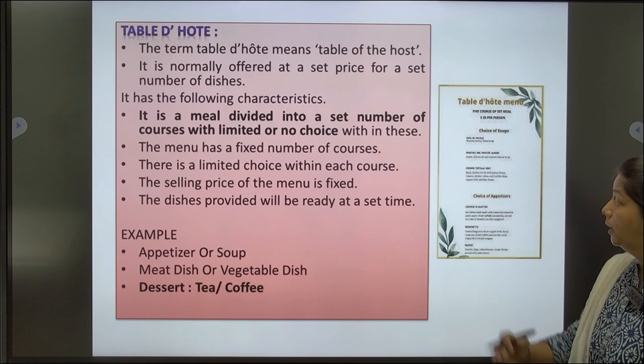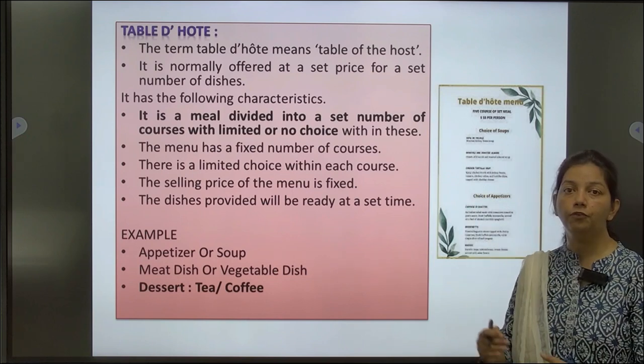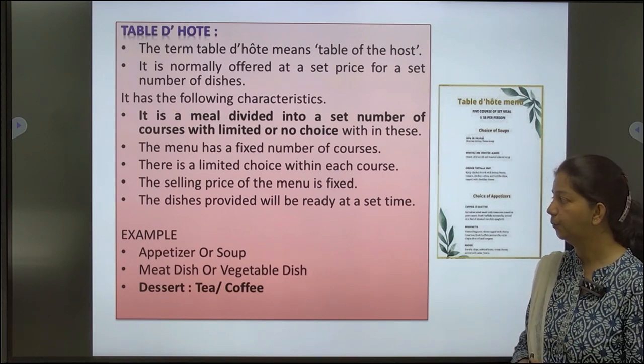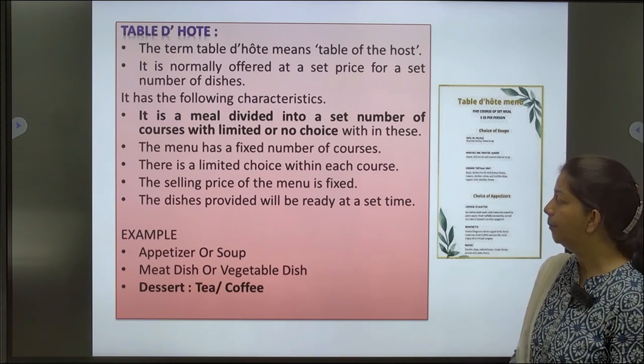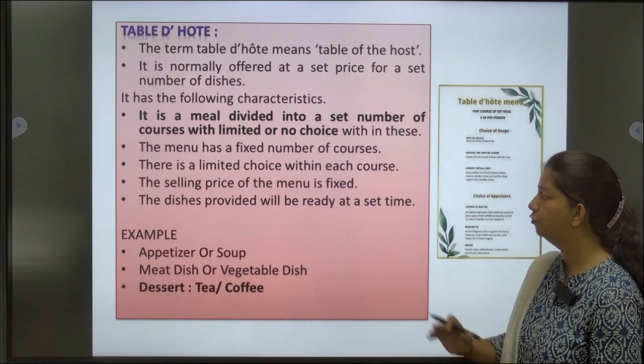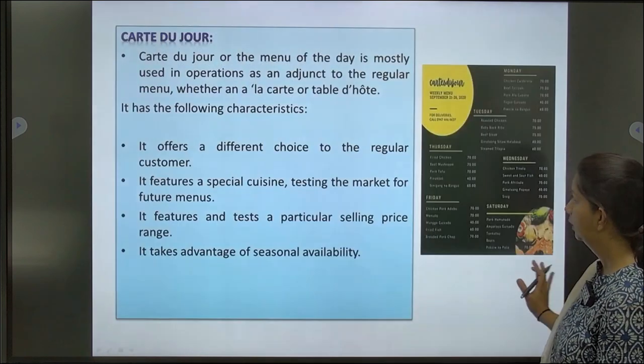The menu limits choice within each course. We have only 4 or 5 choices. There is less choice as compared to the a la carte menu. The examples of these are appetizers or soup, meat dishes or vegetable dishes. We have to choose any one of these. And for desserts, we have tea or coffee.